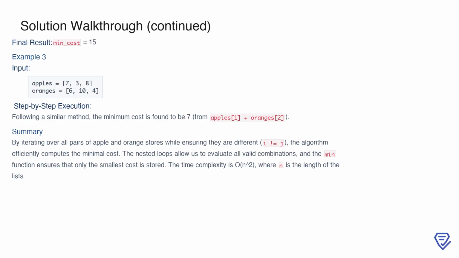To summarize the approach, we iterate over all combinations of apple and orange stores, ensuring that apples and oranges are selected from different stores. We calculate the total cost for each valid combination and track the smallest cost using the min function. The nested loop structure ensures that all pairs are evaluated, resulting in a time complexity of n squared, where n is the length of the input lists. This method guarantees the correct result while being efficient for small to moderate input sizes.